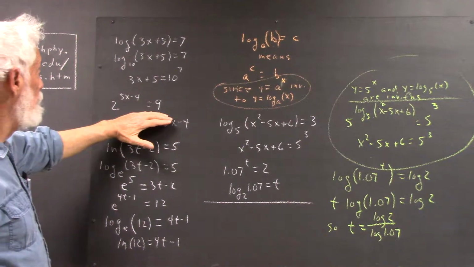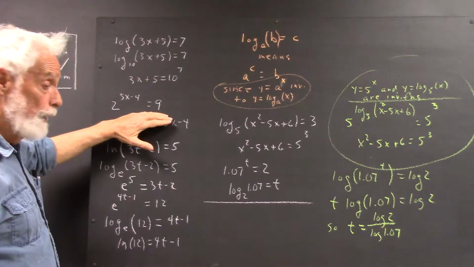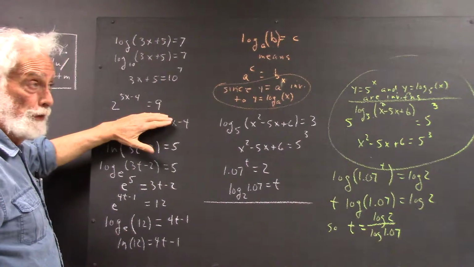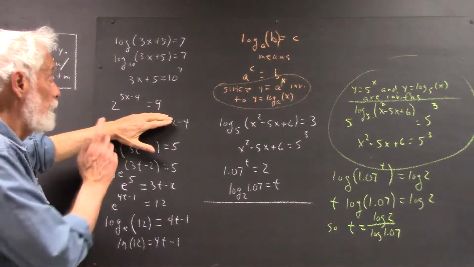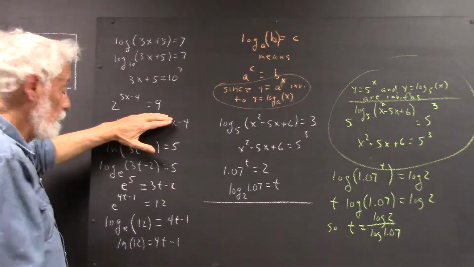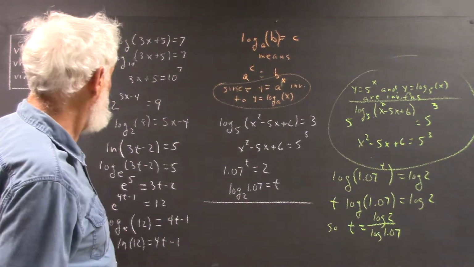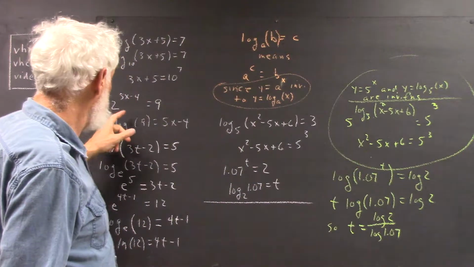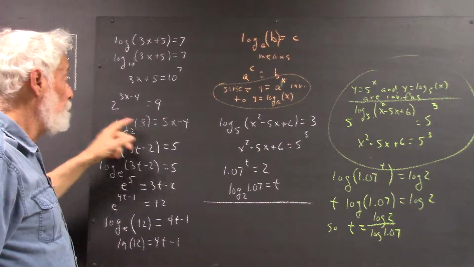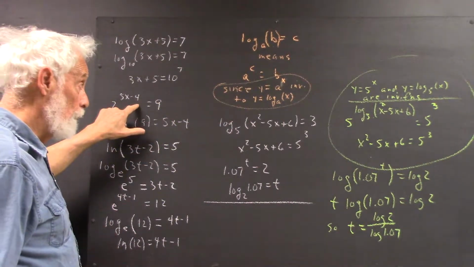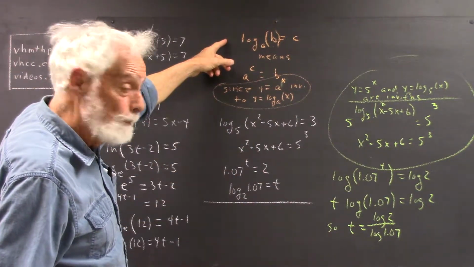Now we have 2 to the 5x minus 4 equals 9. If you haven't already translated that, or if it's been a while since you were in class, write down what you think. Identify a, b, and c in the appropriate form, and write the other form. Hopefully you've paused and done that. This is an exponential form, a to the c equals b, where a equals 2, c equals 5x minus 4, and b is your 9. So we put that into logarithmic form.